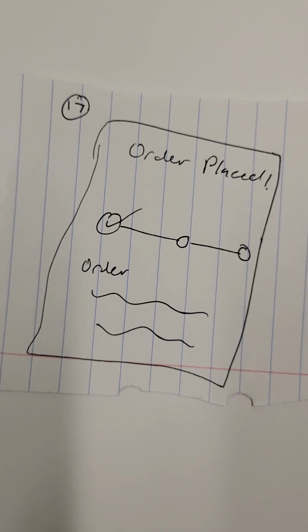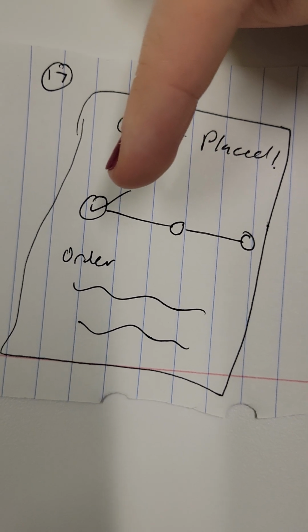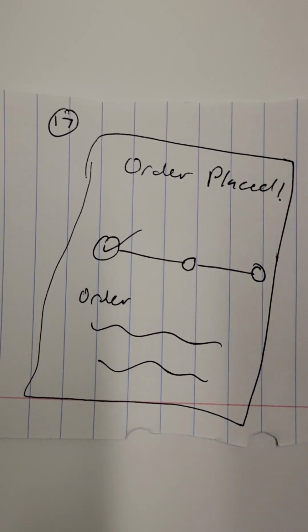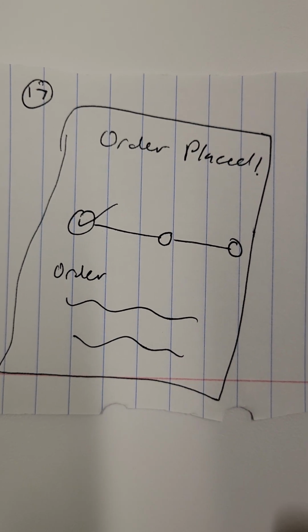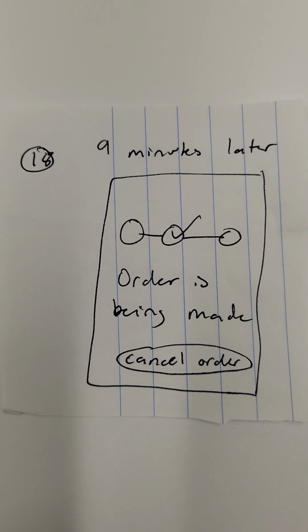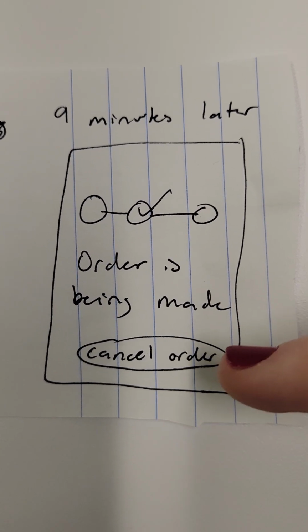Wonderful. My order has been placed. We're going to keep the same 3 checkmark system, as it allows the user to see an updated version of how their order is being handled. 9 minutes later, I'm getting the update that it's currently being made. And now look here, it gives you a cancel order button.